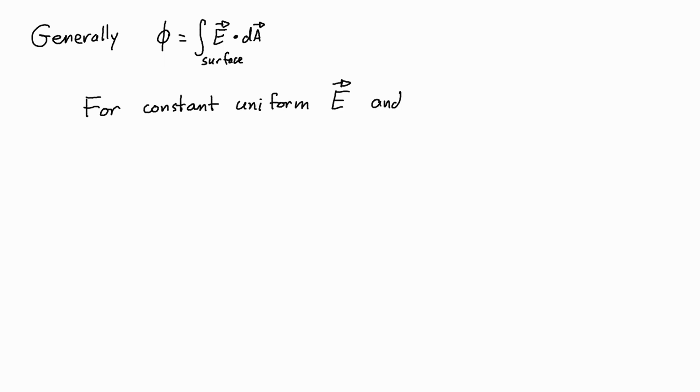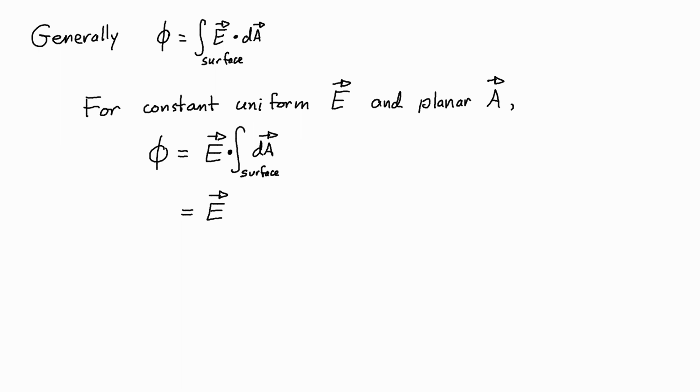Now, generally, we calculate the flux as an integral. It's a surface integral. We're integrating over the entire surface area. And usually we set this up so that the math is really easy. Now, it turns out that for a constant uniform electric field and a planar area, this simplifies dramatically. When we have a constant uniform electric field, that means we can pull the electric field out of the surface integral. And then when we integrate along the surface area, we're just integrating dA, so we're really just going to get the total area. And because it's planar, it has the same direction everywhere.